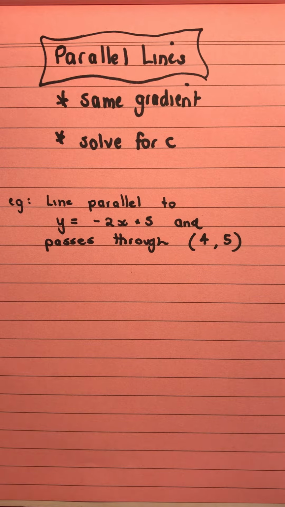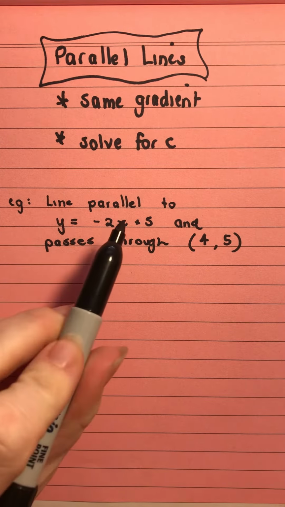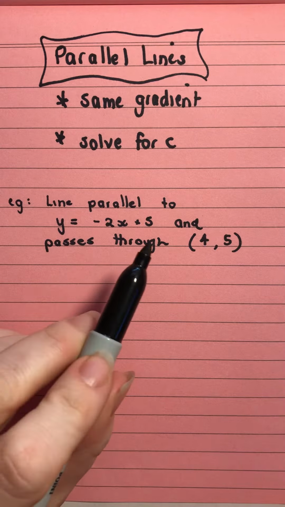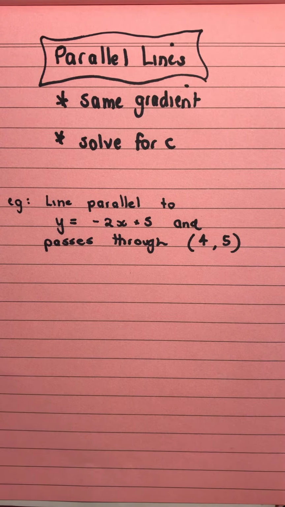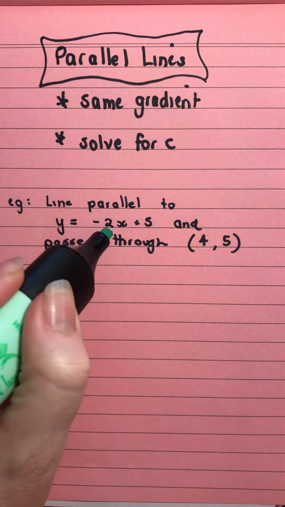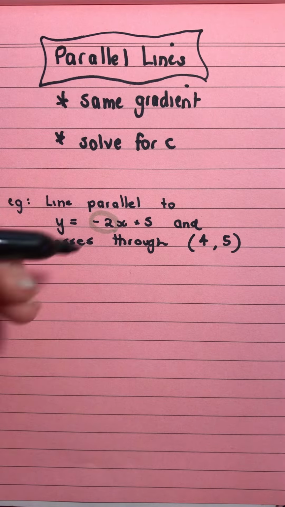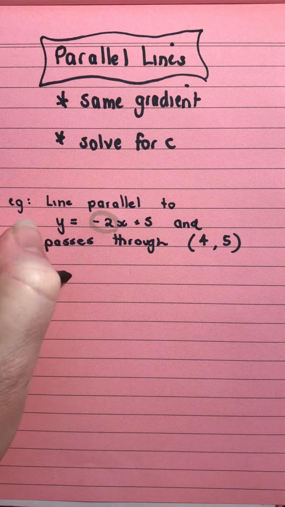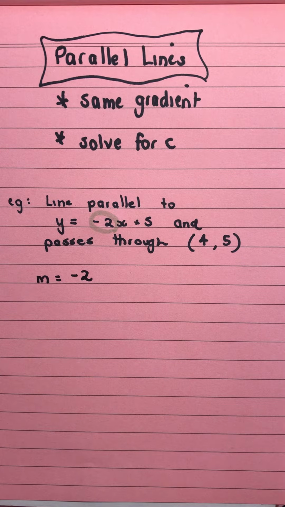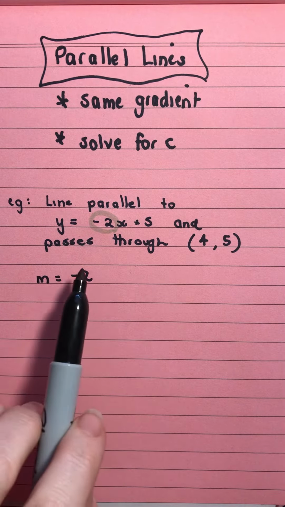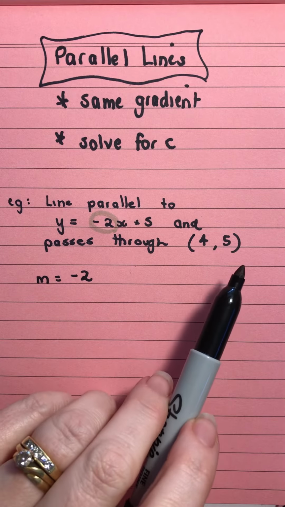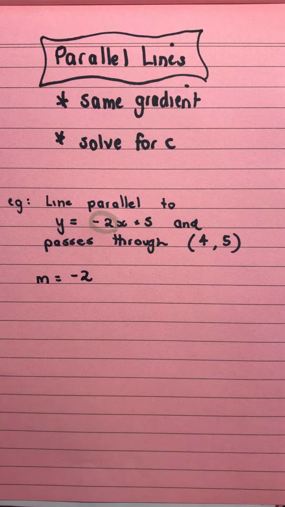So our example that we've got here is a line parallel to y equals negative 2x plus 5. To start with, I want to see what my gradient is for that line, and it's going to be negative 2. So I know straight away that my gradient for my new line is also going to be negative 2. Then I've been told that it passes through (4, 5), so that's my coordinate that I'm going to use to solve for c.